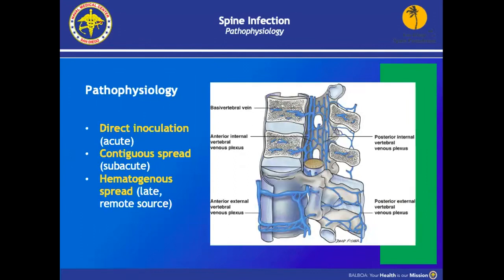So the three main pathways we all know about are direct inoculation, so related to trauma or surgical contamination typically. Second one is contiguous spread from a wound dehiscence or an abscess, for example. And then hematogenous seeding to end plates and discs from a remote source. And that's theorized to occur from a valveless retrograde flow from the pelvic region, typically to the perivertebral venous plexus.